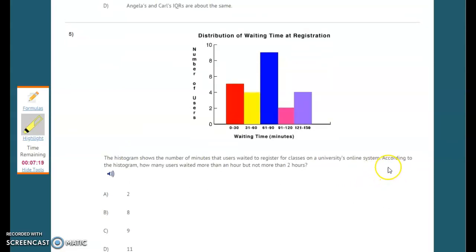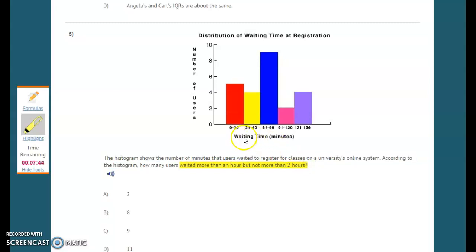Number 5 is asking you, the histogram shows the number of minutes that users waited to register for classes on a university's online system. According to the histogram, how many users waited more than an hour but not more than 2 hours? So it's asking you how many users waited more than an hour, right? But not more than 2 hours.